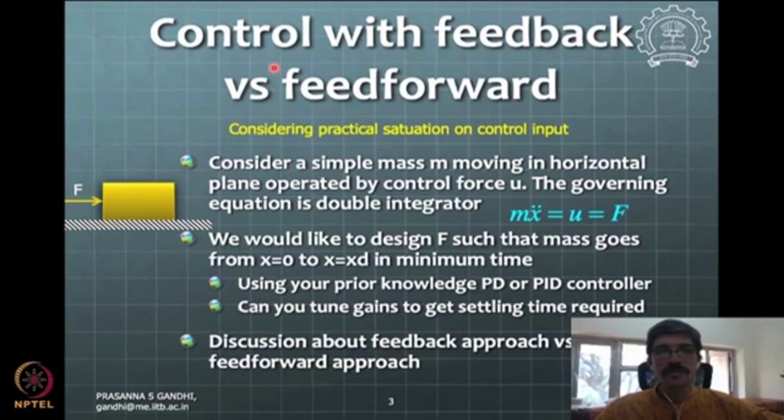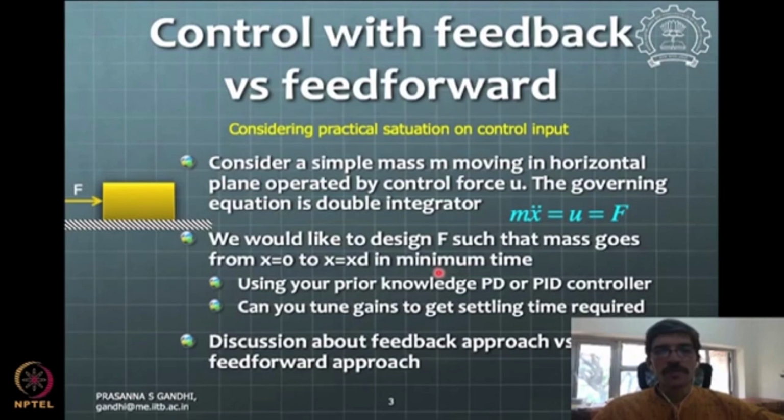So let us consider our standard example, which we are familiar with: a simple mass moving on a horizontal platform with an applied force F, and that is our control input. Under this situation, we know the equation governing the system is F equals m x double dot. We have seen already that we are at some position here, and from here we want to move to some other position in a given amount of time.